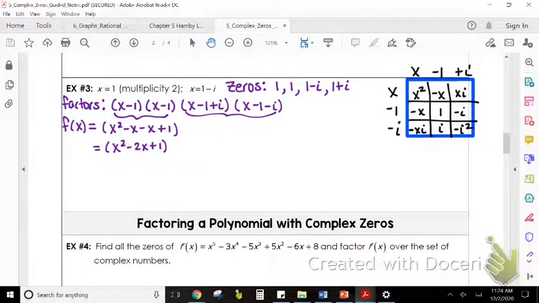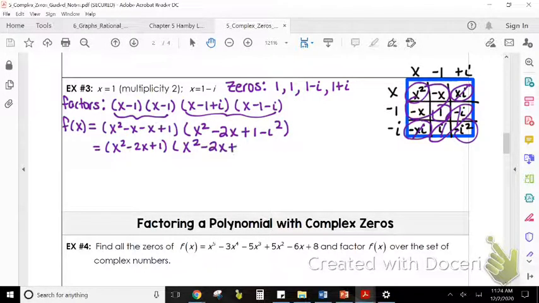So when I go to bring these out, I have x squared. Then we have negative x minus x, which is a negative 2x. I have that positive 1. Then I have xi minus xi will cancel. i minus i will cancel, and then I'm left with that minus i squared. So I need to simplify this second parenthesis. So I got x squared minus 2x plus 1 minus, and remember i squared is a negative 1.